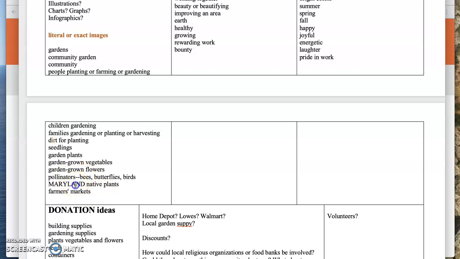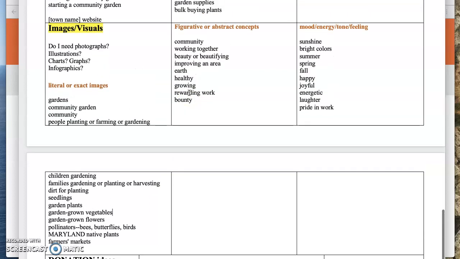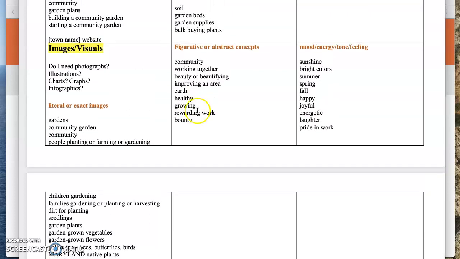If I'm looking at a particular region, I might want to look up something like the native plants of that region, or maybe what helps with gardening, like pollinators and such. But it's also possible that my topic is one where I may not be able to find a literal or an exact image.